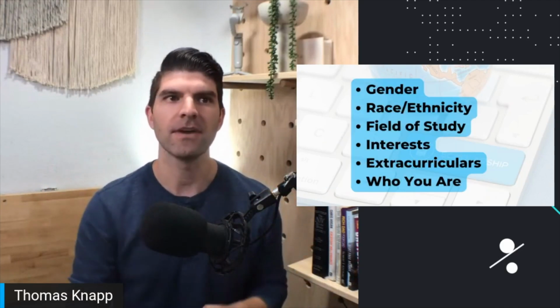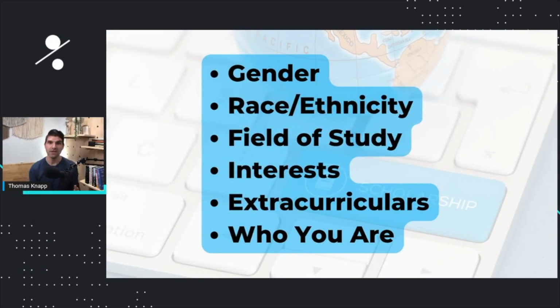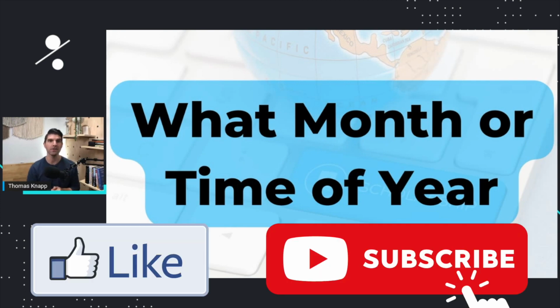The types of things you might want to put in are your gender, maybe your race or ethnicity, or a particular field of study, or if you're studying something in a STEM field, there are often STEM scholarships. Any particular special interests you have or extracurriculars, sports that you play, or arts, just specific things for who you are. And those more specific things about who you are are going to yield you better results in the search results for the types of scholarships. All right. And other things you want to be looking for is what month or time of year.